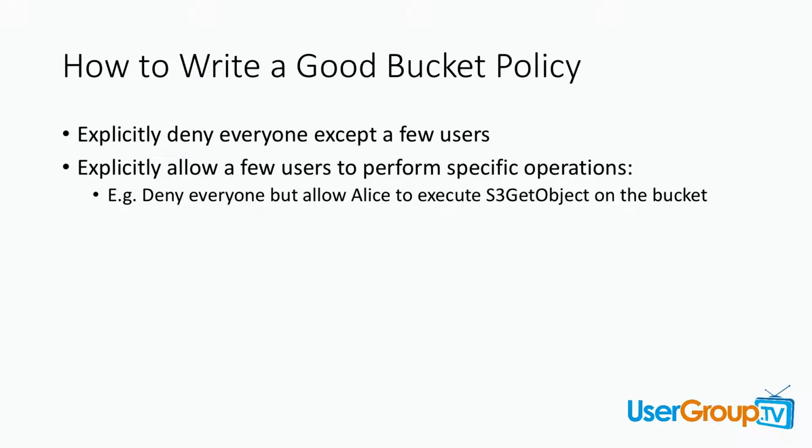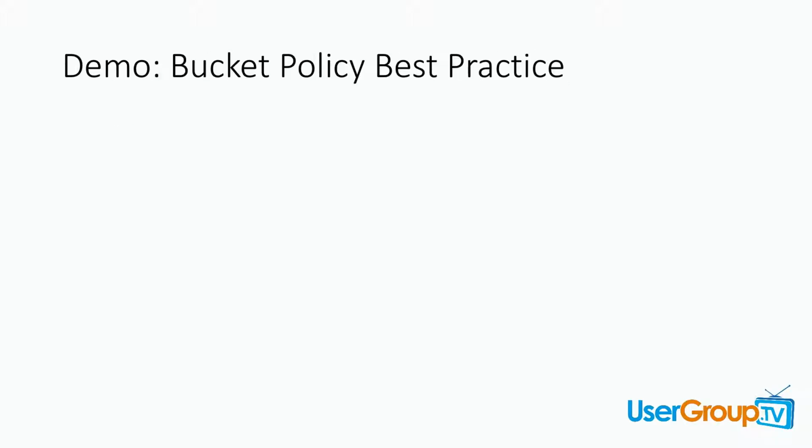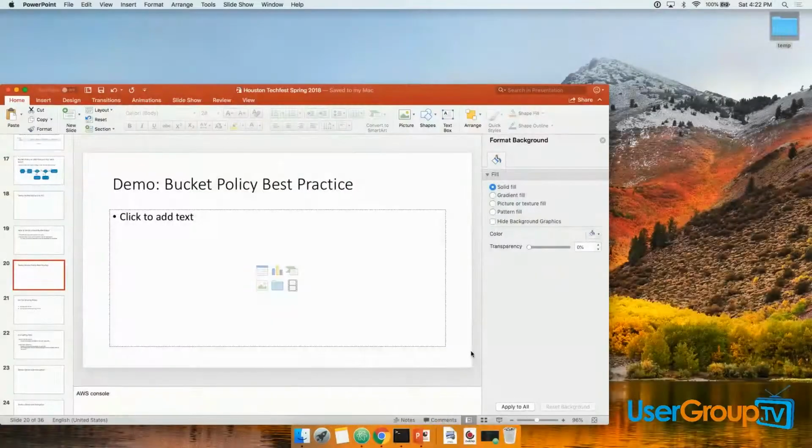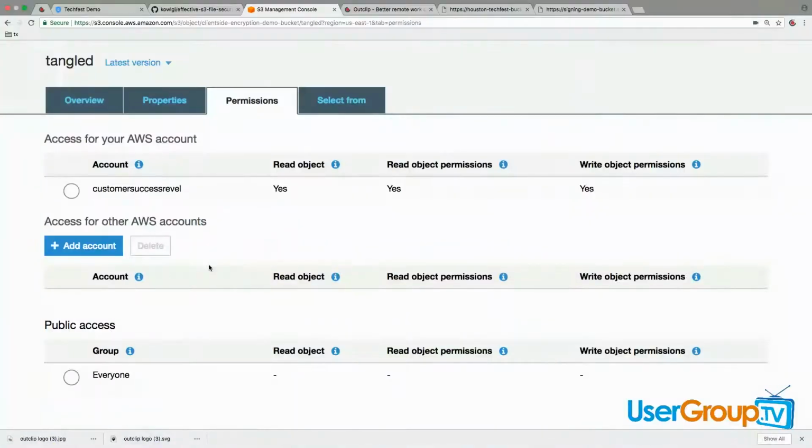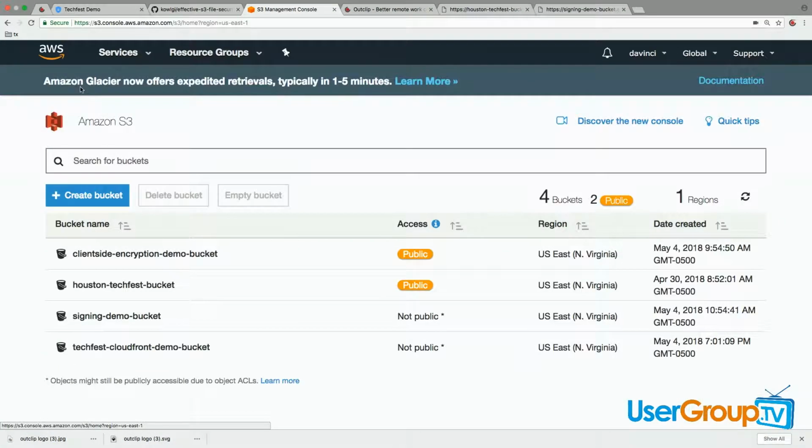To give you an example, you'd want to deny everyone but allow Alice to execute a get object on the bucket. So that's a good way to articulate a bucket policy goal. To show you how a good bucket policy is written, let's look at this other bucket here.